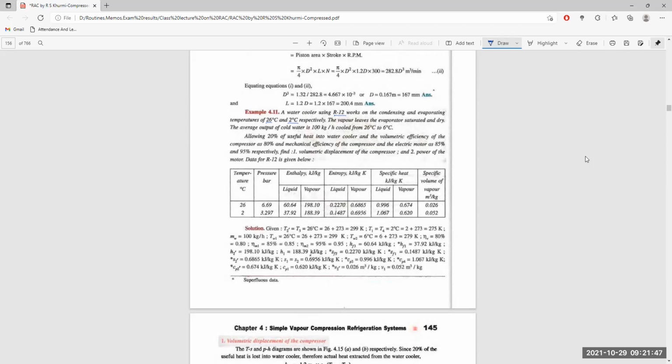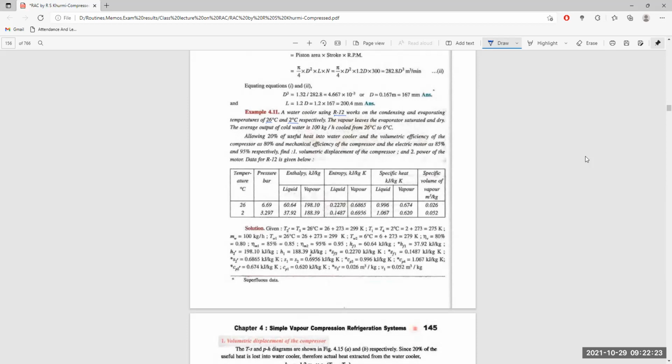And the electric motor efficiency is 95%, which means the power of the motor cannot be fully utilized to run the compressor itself. So we have to find only two things: the volumetric displacement and the power of the motor. But to do this, we have to know the heat content at all four points: 1, 2, 3, 4. That is H1, H2, H3, and H4 itself.